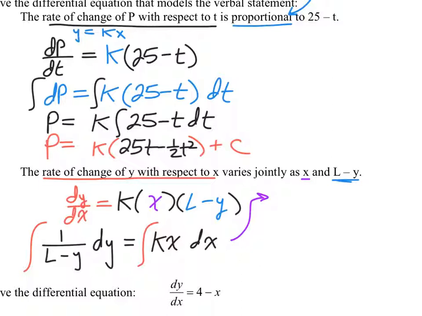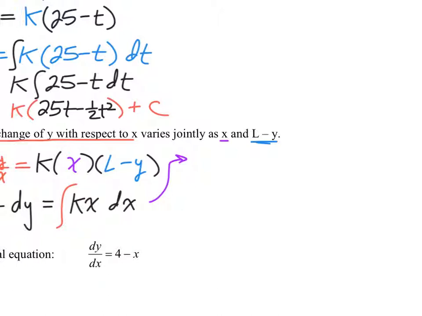All right, so I need the antiderivative of 1 over L minus y. Again, assuming L is a constant. It's pretty much the same as the first problem. So negative ln absolute value of L minus y is equal to the antiderivative of kx. So k over 2 x squared plus c.